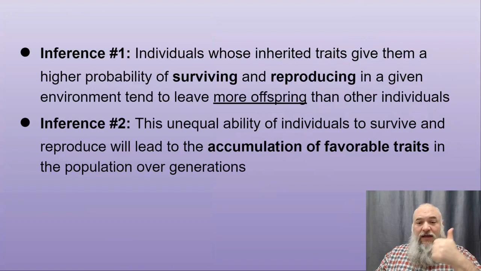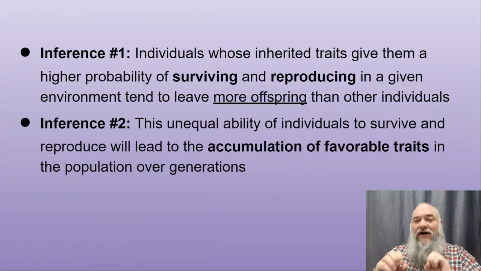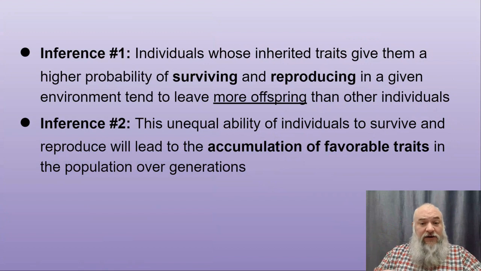Inference one, individuals who inherited traits that gave them a higher probability of surviving and reproducing. It's not just survival. You got to pass on your genes. He didn't know the word genes at the time, but if you had a higher chance of surviving and reproducing in a given environment, those individuals will tend to leave more offspring than other individuals. Just makes sense. If you die before you can reproduce, or you're not able to find a mate, you're not going to pass on your genes.